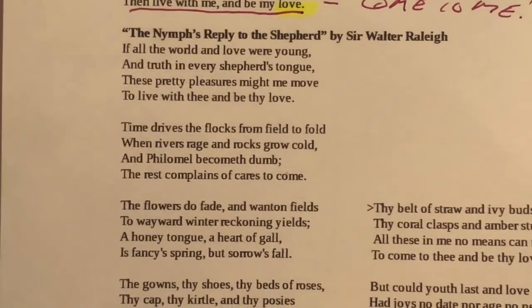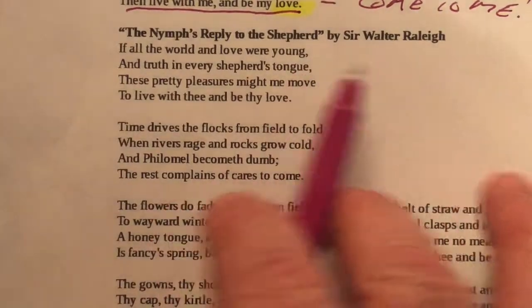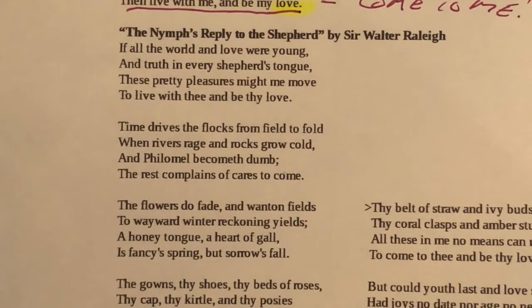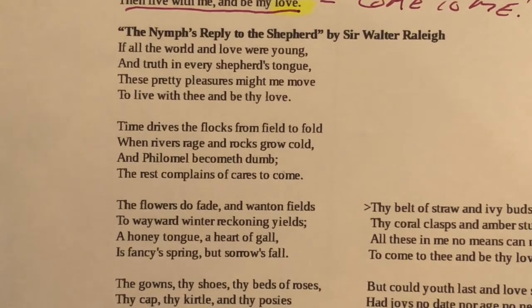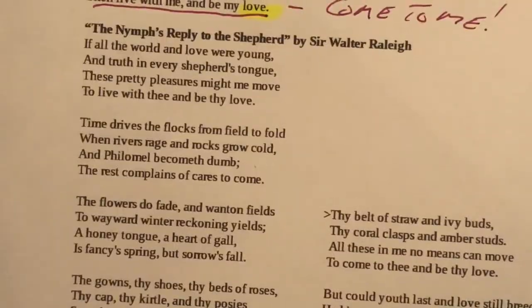Now, looking ahead, think about the nymph's reply. How would a woman reply to this, even during the Renaissance? Sir Walter Raleigh's biography, although a contemporary of Marlowe, might have even known Marlowe, might have even had some of the same interesting ideas about religion that Marlowe had. How would a young lady, how would a woman reply to this kind of proposal? That's what we're looking at tomorrow.